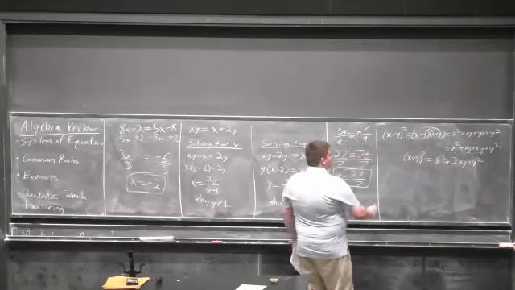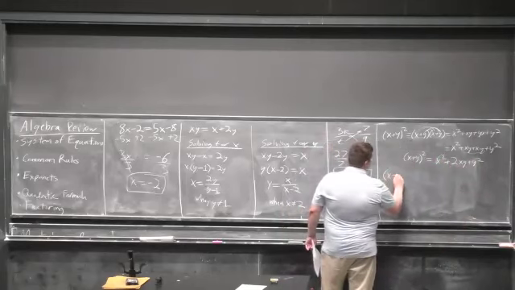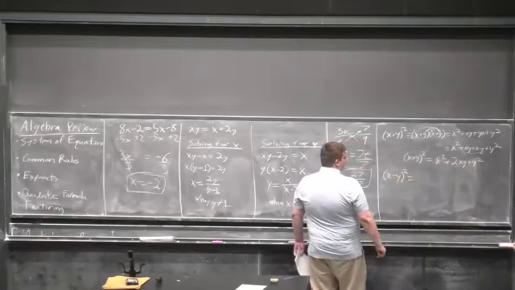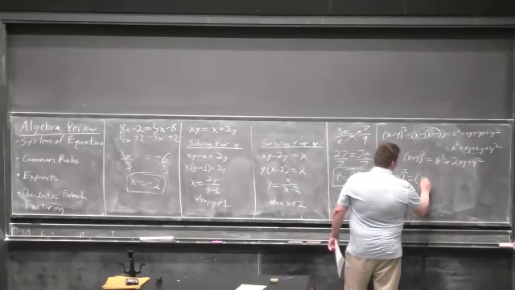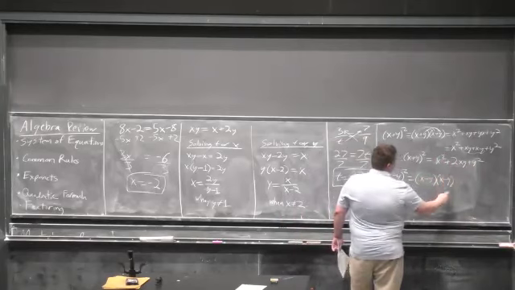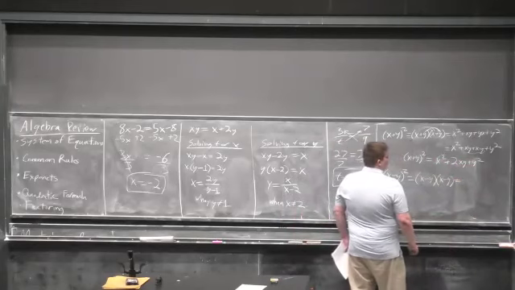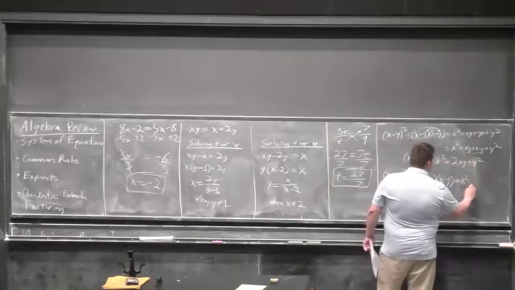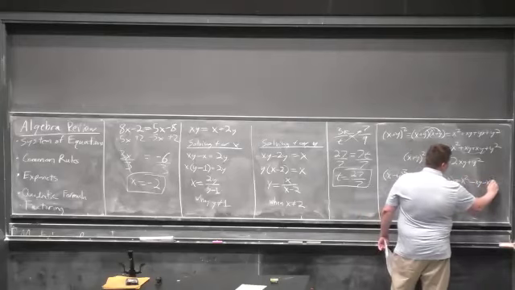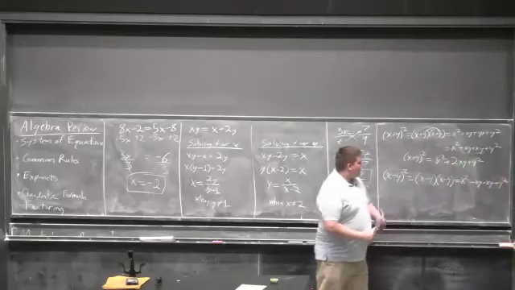Now, for the x minus y squared, we'll follow the same sort of path. We'll have x minus y times x minus y. This is equal to x squared minus xy minus xy plus y squared. How do we get this?